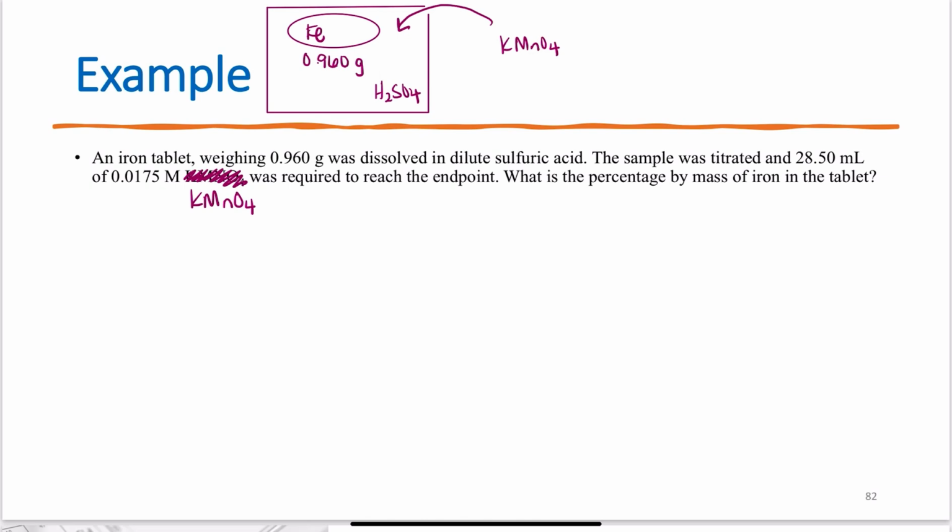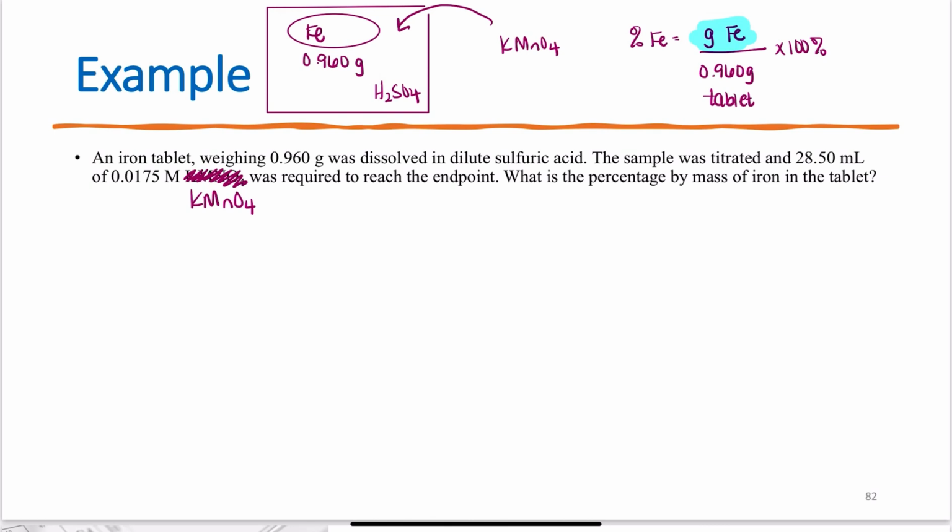And I want to know percent by mass of iron in the tablet. So percent iron would be how many grams of iron over the 0.960 gram tablet times 100%. I need to find the grams of iron. To do this, I need the balanced equation. Now the equation I'm going to give you is going to look a little different. It's not going to be the molecular equation, it's going to be your net ionic equation.